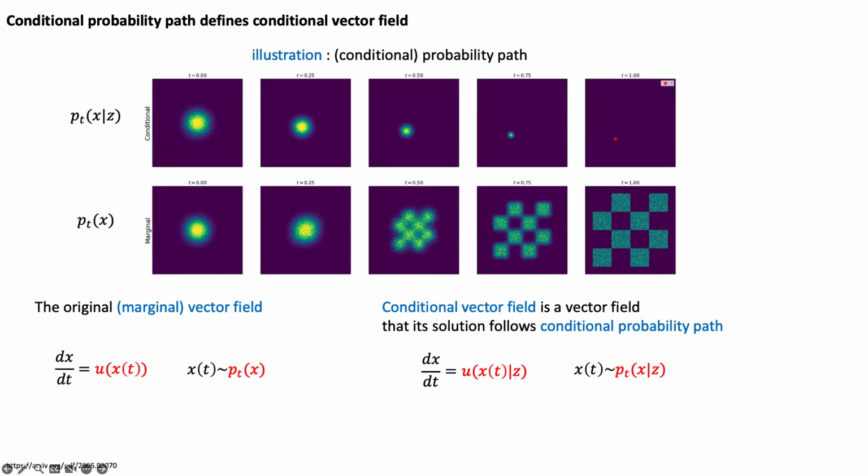This example says that at time equal to 0, the conditional probability path p should be the same as the source. Yes, the source. Is it always true, a trivial thing, or do we assume that?